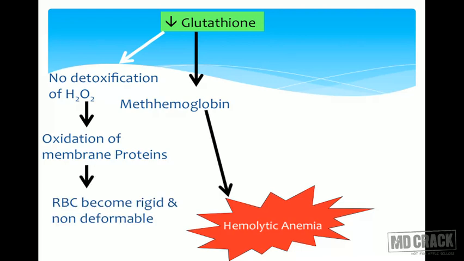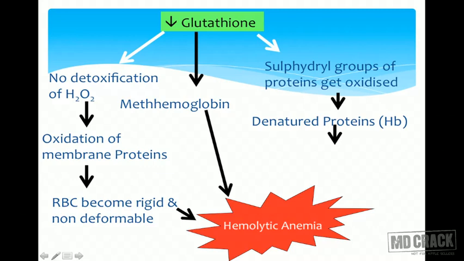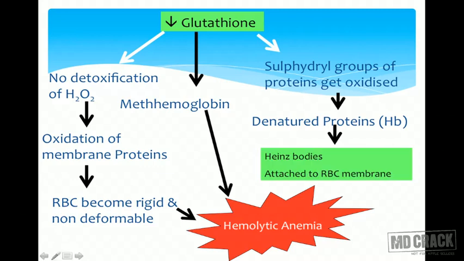When there is oxidation of membrane proteins, RBCs become rigid and non-deformable, and this also leads to hemolytic anemia. Decreased glutathione causes sulfhydryl groups of proteins to get oxidized, which denatures proteins including hemoglobin, and they will lead to Heinz body formation, and these are attached to the RBC membrane. So this is a mechanism of hemolytic anemia that is seen in G6PD deficiency.